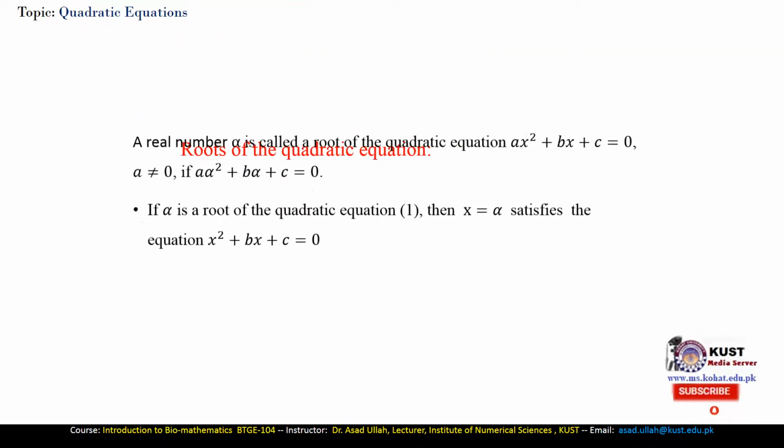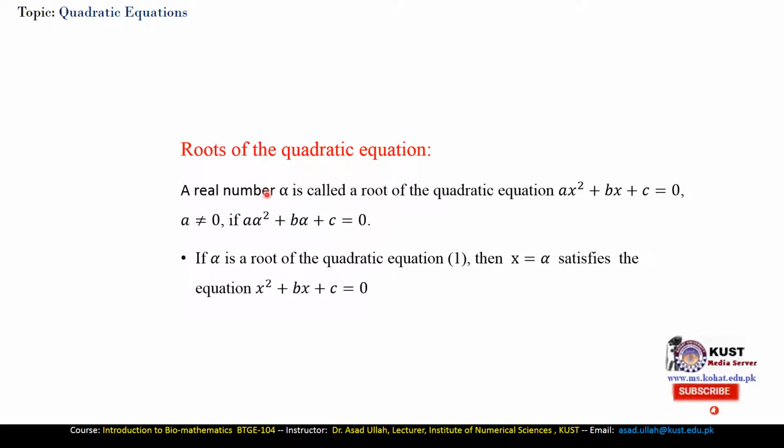Roots of the quadratic equation. A real number alpha is called a root of the quadratic equation ax² + bx + c = 0, provided that a is not equal to 0, if a alpha² + b alpha + c is equal to 0. It means that alpha will be the root of this equation. If we use this alpha in place of the variable x and this equation is satisfied identically, then we say that alpha is the root of this equation. Here, if alpha is the root of the quadratic equation 1, then x = alpha satisfies the equation ax² + bx + c = 0.